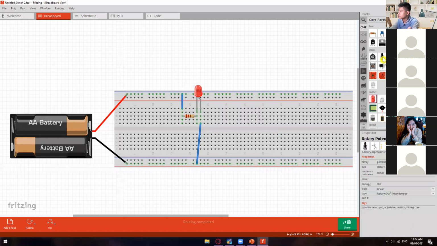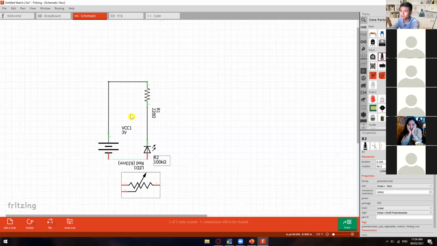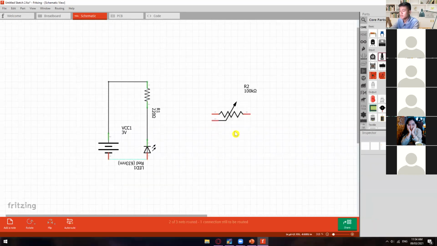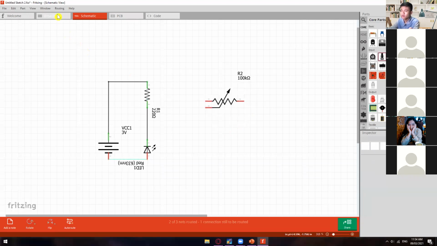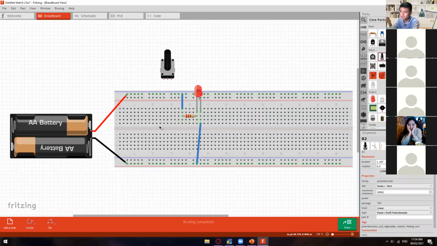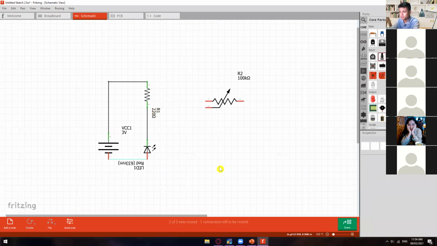Let's say, for example, a rotary potentiometer. Okay. And then you can always go to schematic. So what does a rotary potentiometer look like? Like this, it has 3 pins. Okay. So in that way, you will find the symbol of that specific component. Okay. So you can always open your Fritzing app to check what is the schematic symbol of that component. All right.